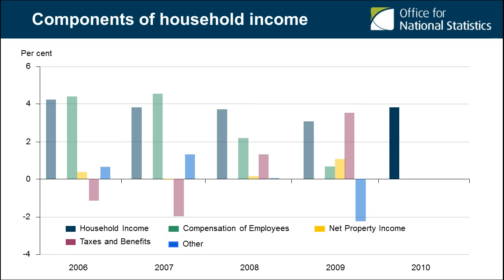In 2010, after the end of the recession, household income grew by 3.8%, higher than the growth in 2009. As the labour market started to recover, the contribution from compensation of employees increased, although it remained below pre-recession levels. The contribution from taxes and benefits was marginally negative in 2010.